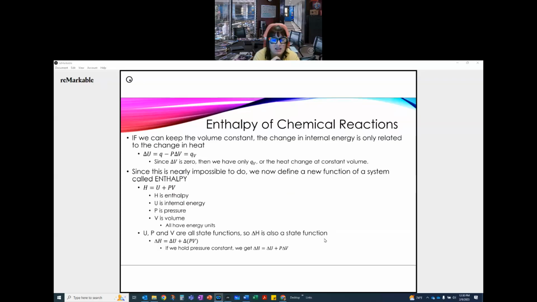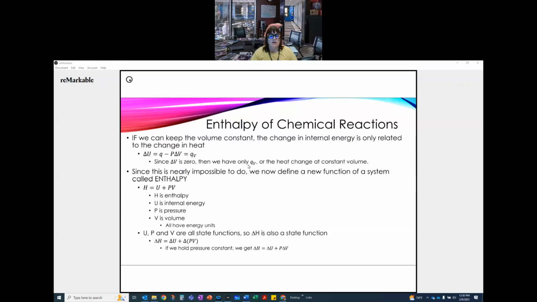If we can keep the volume constant, the change in internal energy is only related to the change in heat. So if our pressure doesn't change, if our volume doesn't change, then delta U, that potential energy, is equal to Q minus P delta V. Q is the heat transfer. P delta V is our work for that system. And if P delta V is 0, then we only have Q, which is the heat change at constant volume.